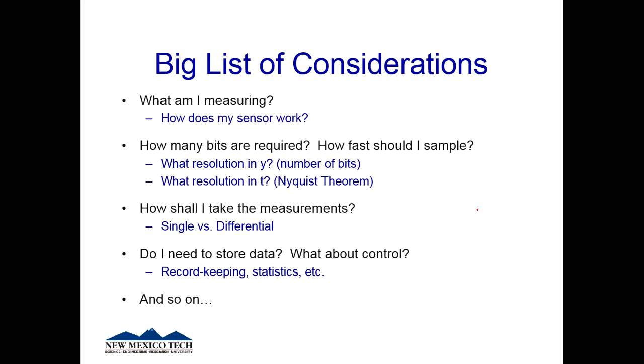So putting this all together, we have a lot of things to think about when we design an instrumentation system. We have to think about things like, what am I actually measuring? What I mean by that is, you may think you're measuring temperature, but I'm using a thermocouple to do it, so what I'm really measuring is a voltage. Or, I think I'm measuring pressure, but I'm using a capacitive pressure gauge, so I'm actually measuring capacitance. And this comes up sometimes when you have to troubleshoot. You think you're measuring temperature, but what are you actually measuring?